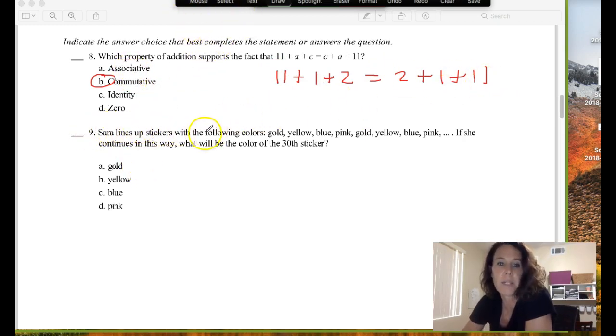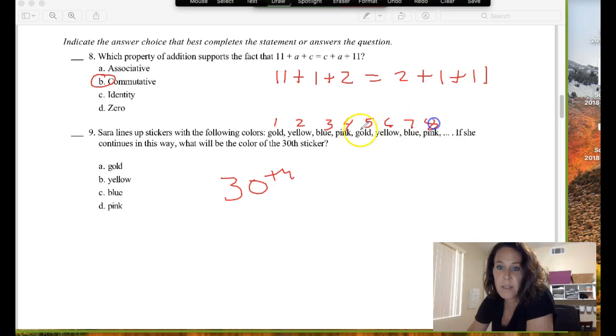All right, Sarah lined up stickers with the following colors: gold, yellow, blue, pink. Gold, yellow, blue, pink. If she continues this way, what will be the color of the 30th sticker? Well, I don't really feel like writing gold, yellow, blue, pink till I get to 30. Let's figure this out. This would be 1, 2, 3, 4, and then it starts over with 5, 6, 7, 8. But 5 starts out with 1, 2, 3, 4 again. So what I could do is every 4 times it rolls over and starts over, I'm going to take 30 and divide it by 4.